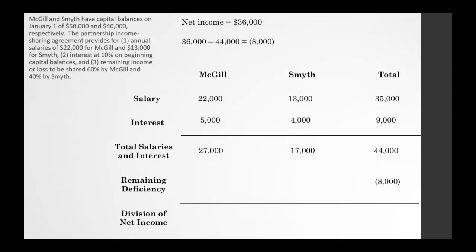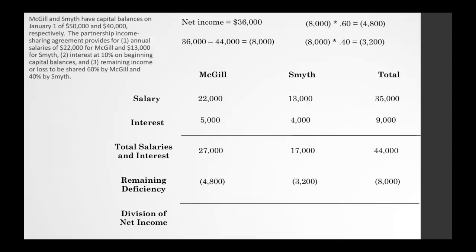Now, the next step is just like what we did when we had remaining income. We're going to split this $8,000 between our two owners. So we take that $8,000, multiply it by 0.6, and we see that we're going to take away $4,800 from McGill. Smith, we take the $8,000 times 40%, and we see that we're going to take away $3,200 from Smith.